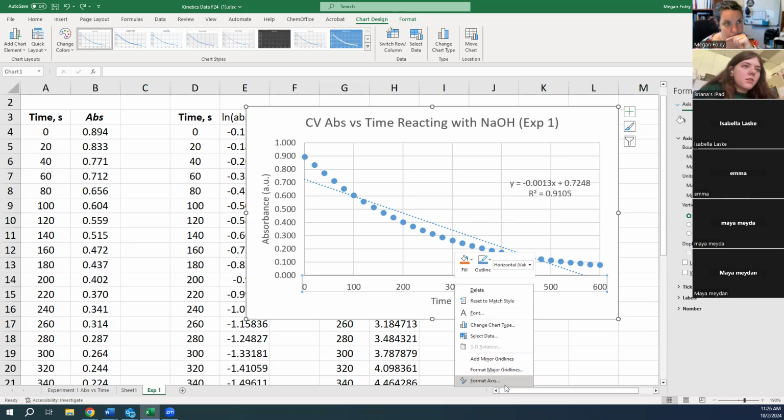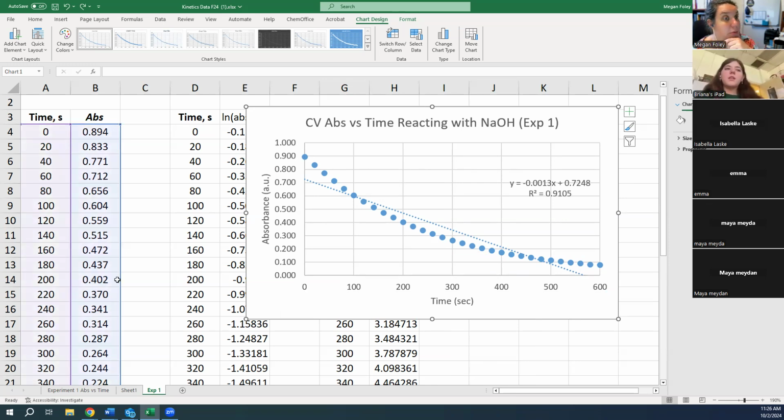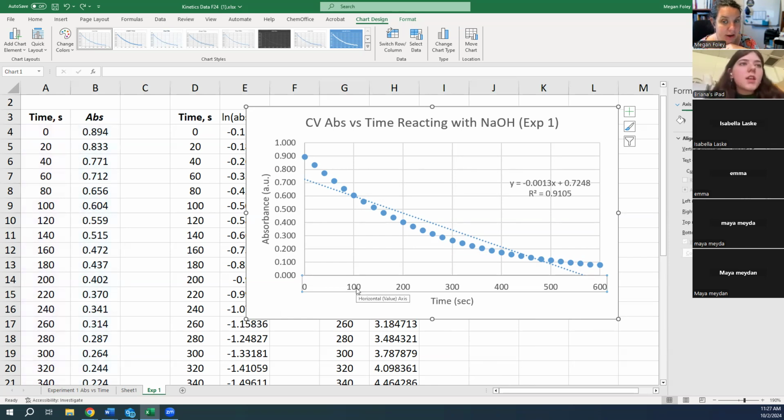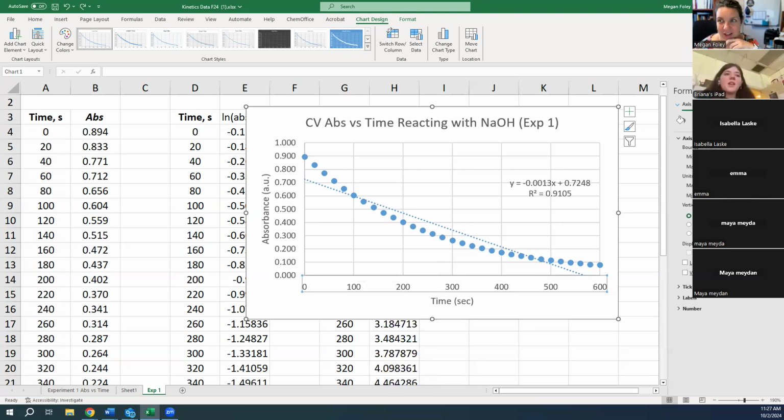I don't think it is letting me. Let me share your screen for a second. Oh, did you get it? Once you clicked on it, what did you click afterwards? Size and properties. No, format axis. Maybe it doesn't show. Oh, format axis, found it. There we go. Okay. And then maximum to 600. Oh yeah, maximum.